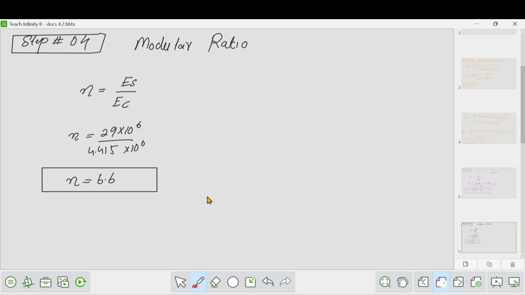For the transformed section, determine the modular ratio, which is n. Reinforcing steel has a modulus of elasticity of 29 multiplied by 10 to the power 6 psi, and the calculated modulus of elasticity of concrete is 4.415 multiplied by 10 to the power 6 psi. If I put in the values of E_s and E_c, I will get the modular ratio, which is 6.6, unitless. This is only a ratio, the transformation of steel property into concrete.